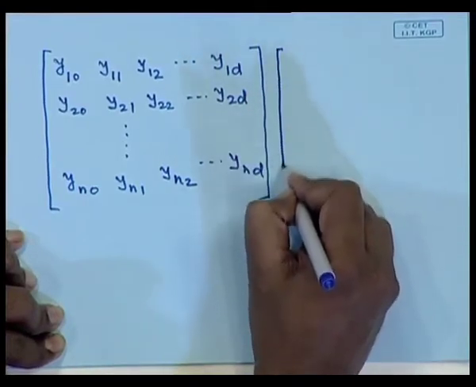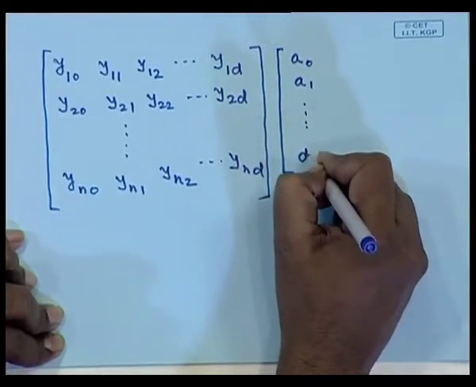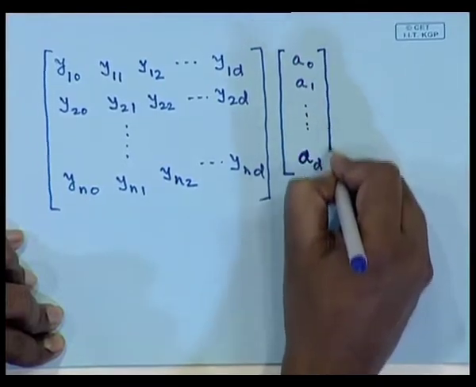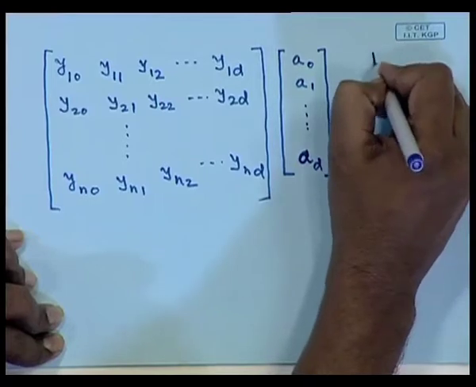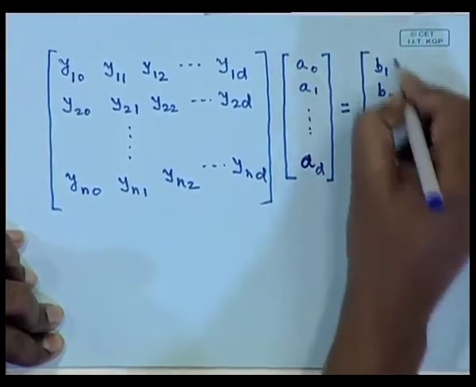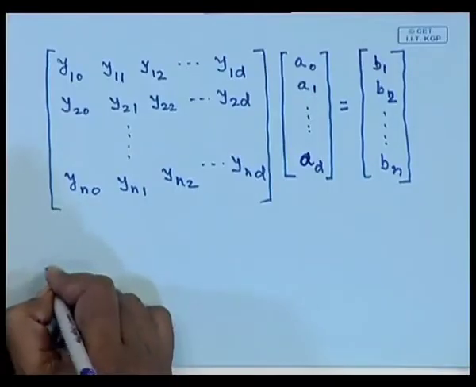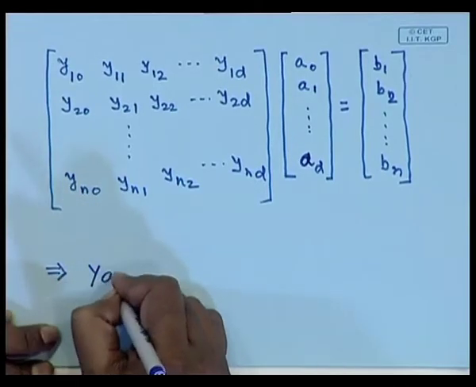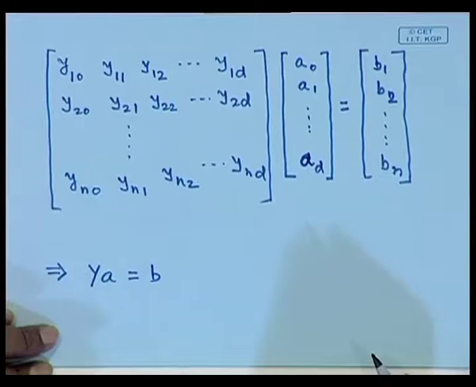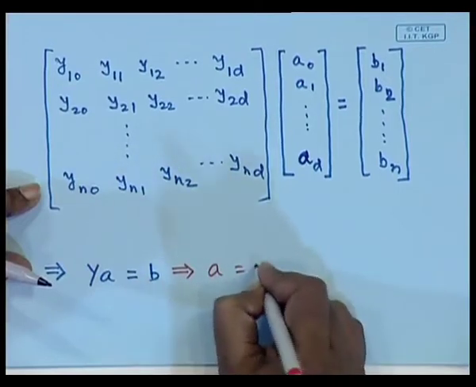times a_0, a_1 up to a_d, that should be equal to b_1, b_2 up to b_n. Okay. So, those n simultaneous linear equations can be put in a matrix form like this, and in the compact form I can write it as y a is equal to b. So, what is great in it? If y a is equal to b, I can as well get a is equal to y inverse b.